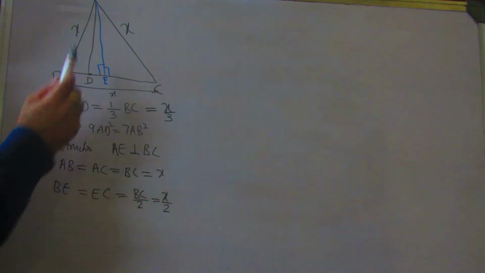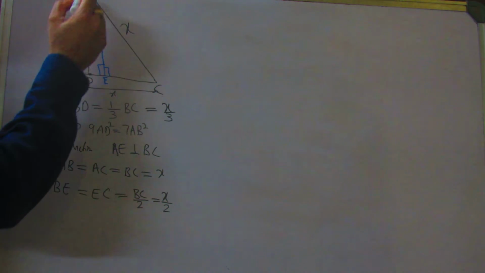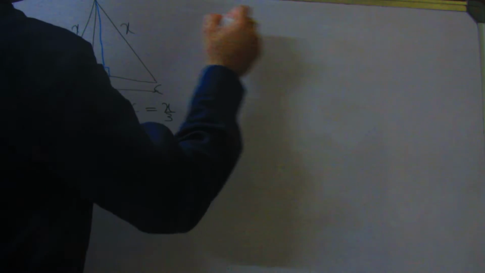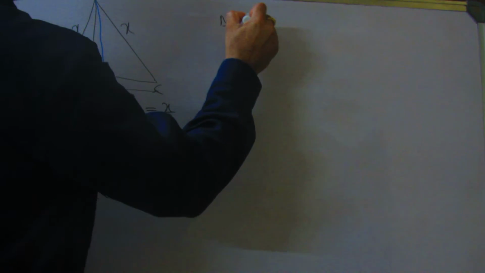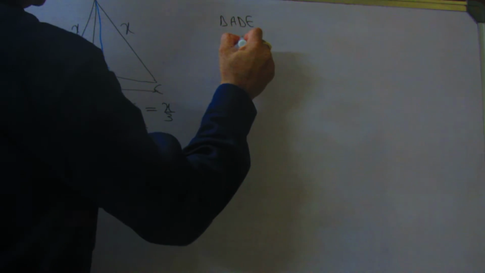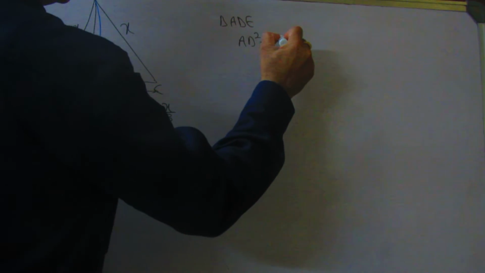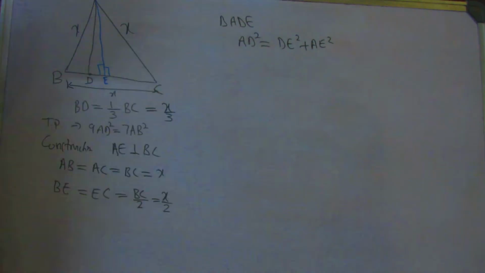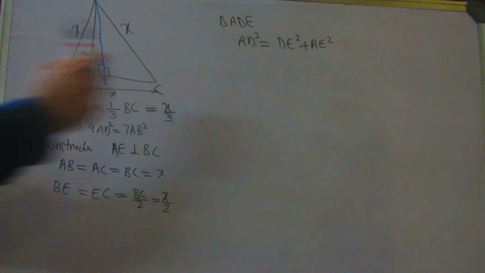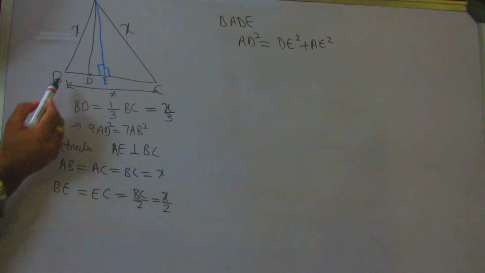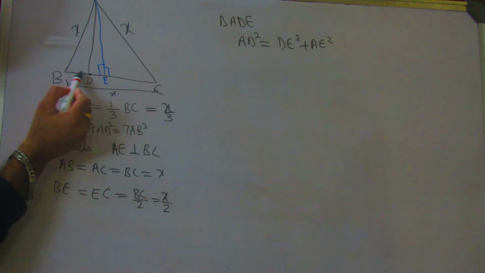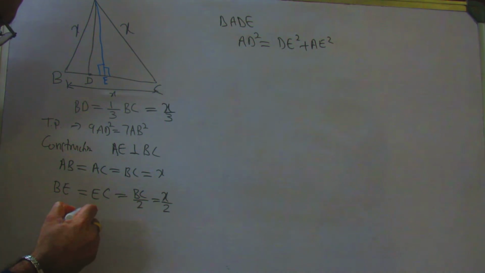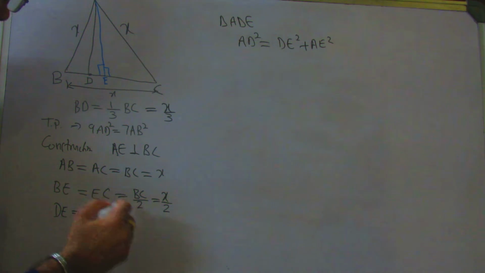Now understand what we are going to do to prove this. We will take the right angle triangle ADE. So if I take right angle triangle ADE, I will say that AD square equals DE square plus AE square, right? That's Pythagoras theorem for us. And now let us look at DE. So DE is BE minus BD.